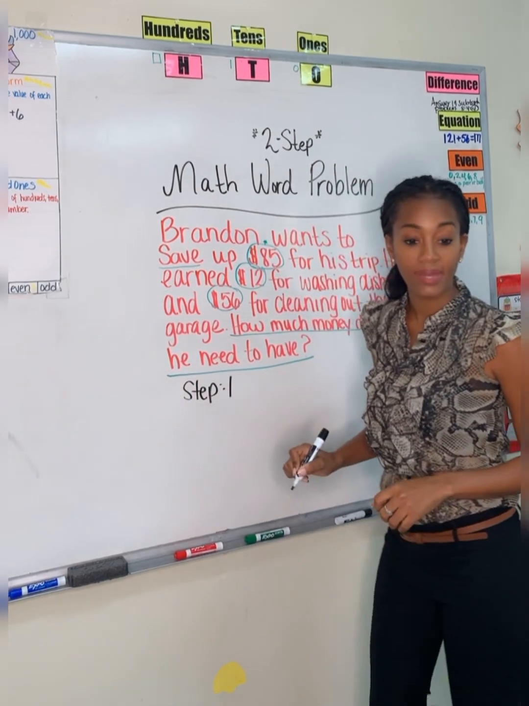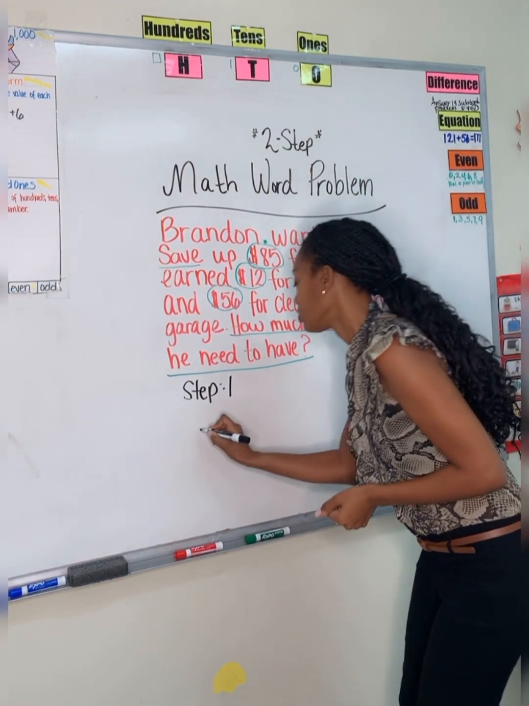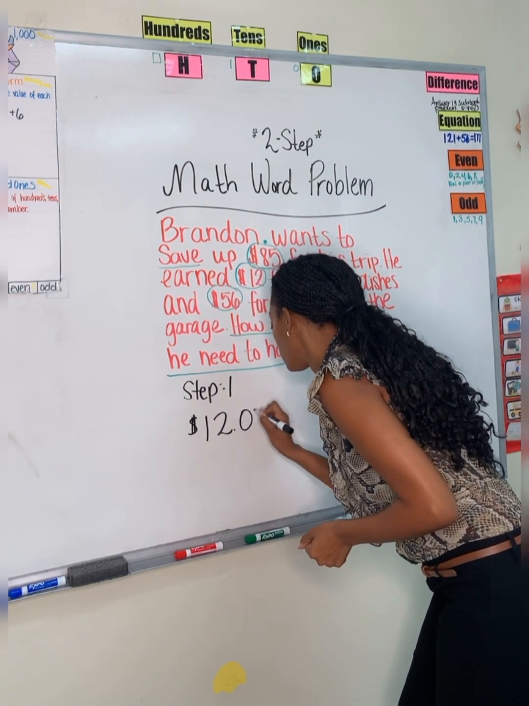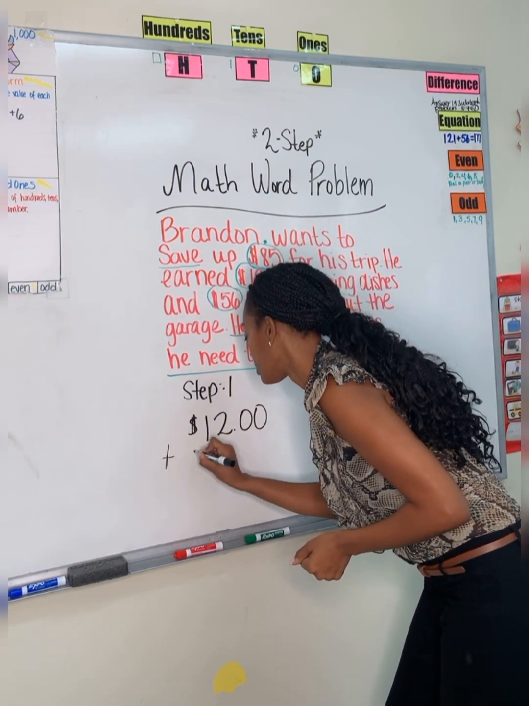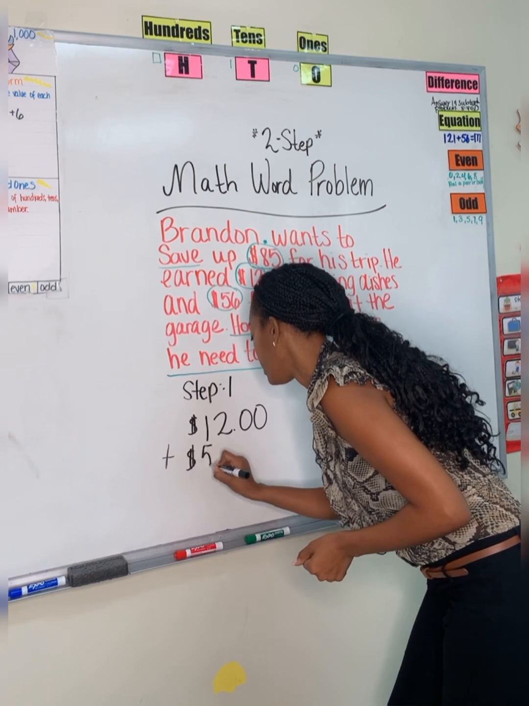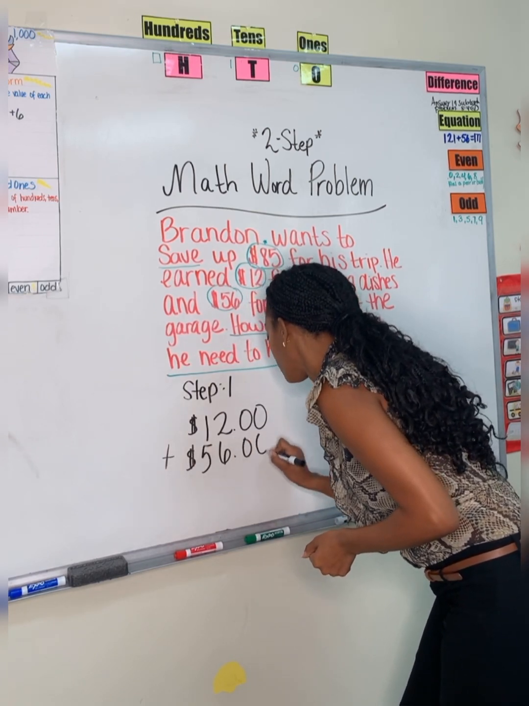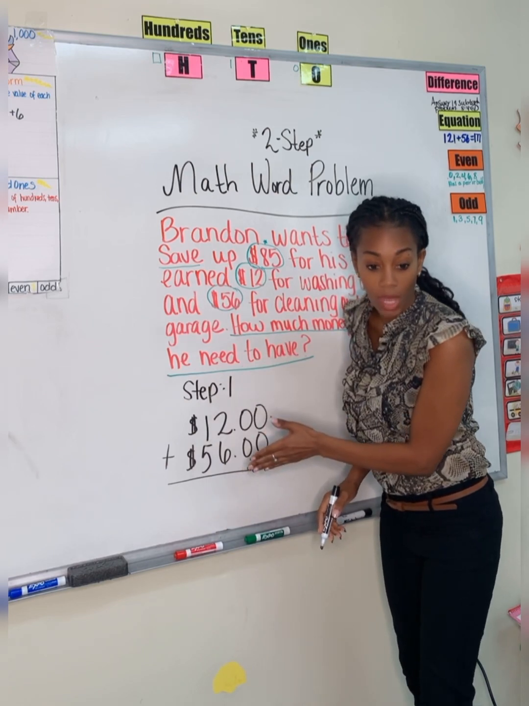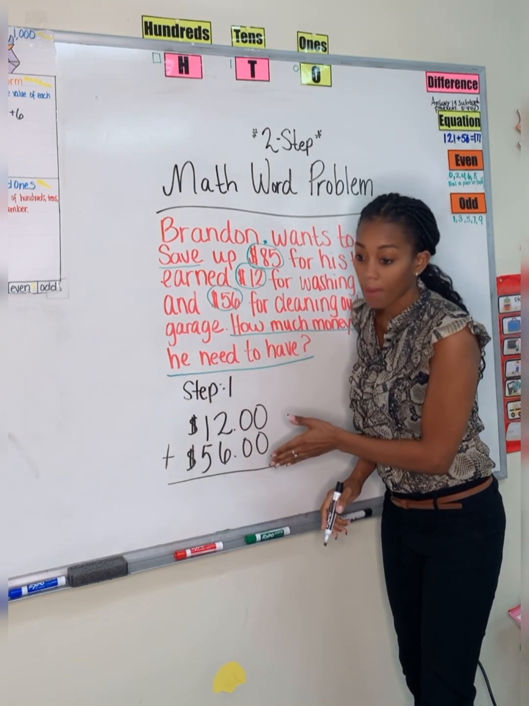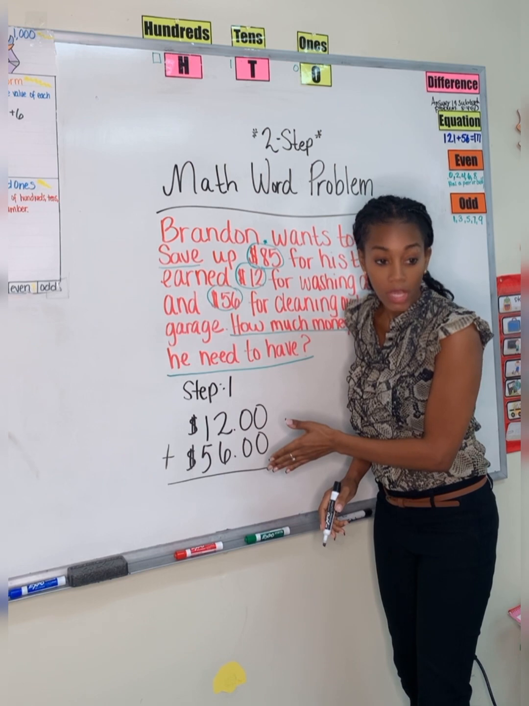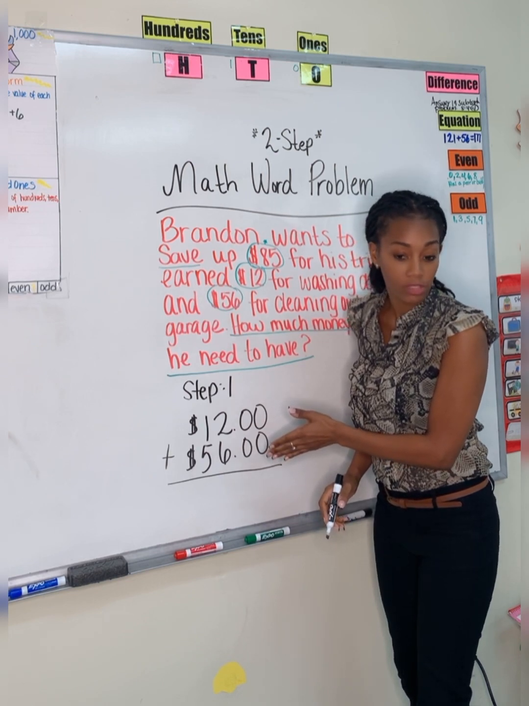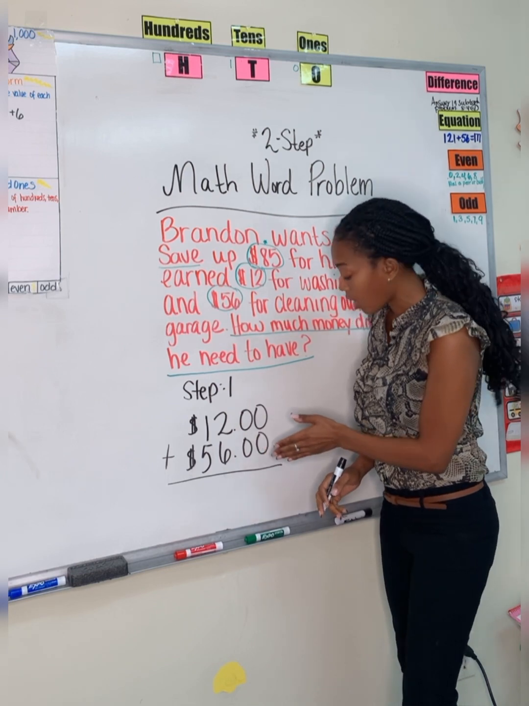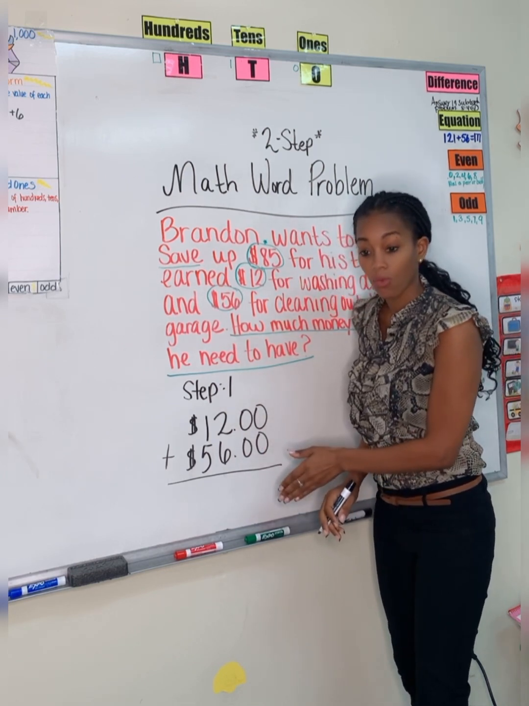We're going to look at step number 1. My first step is to add what he earned, right? So that's going to be $12 plus $56. Again, remember in math that your numbers have to align, because if they don't align, you're not going to get the correct answer that you're looking for. Also remember that we always start on the right-hand side in the 1 column.